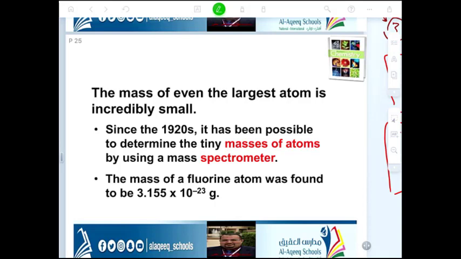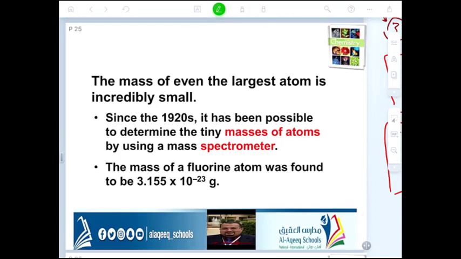How can we determine the mass of the atom? It's very small. Scientists used a device called a spectrometer to identify the mass of an atom. But it's very, very small, as I said. The mass, for example, of fluorine, look, 3.155 times 10 to the negative 23 gram. Very, very tiny mass. How can we deal with these very small numbers for all elements?